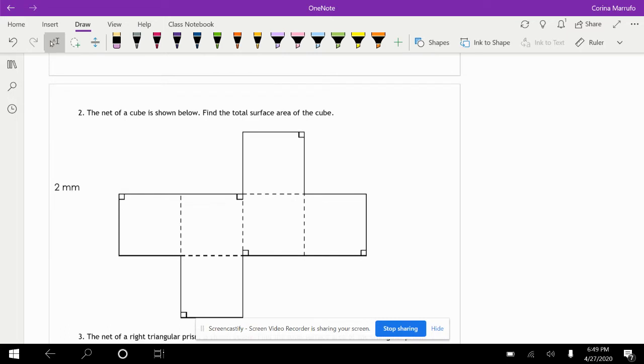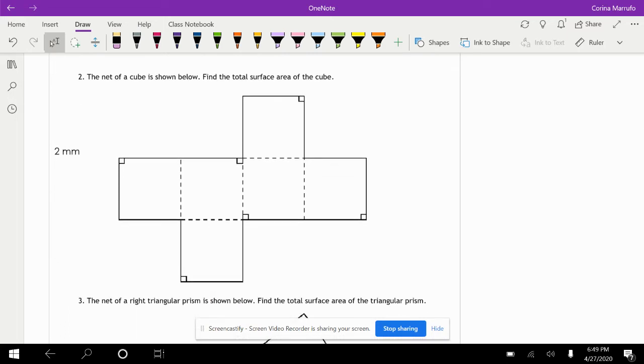All right, this next one says, the net of a cube is shown below. Find the total surface area of the cube. Okay, so since it's a cube, that means a cube is made up of squares. And we have 6 squares here. Okay, this is the first one. And they're all the same size. There's a total of 6.